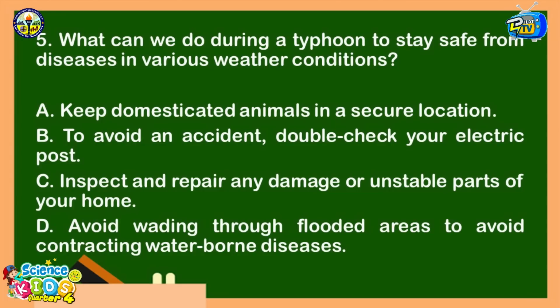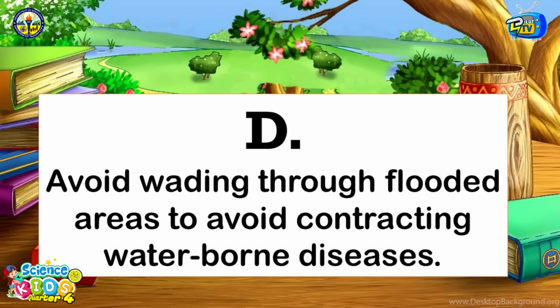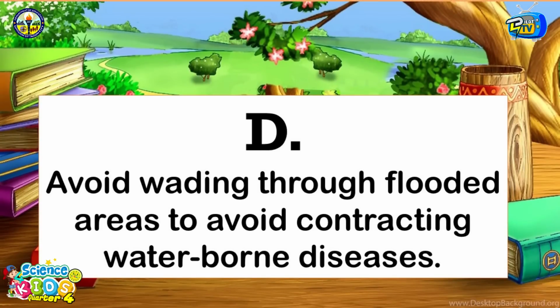Number 5. What can we do during a typhoon to stay safe from diseases in various weather conditions? A. Keep domesticated animals in a secure location. B. To avoid an accident, double-check your electric post. C. Inspect and repair any damaged or unstable parts of your home. D. Avoid wading through flooded areas to avoid contracting waterborne diseases. Time is up. What is your answer? Excellent. It's letter D. Avoid wading through flooded areas to avoid contracting waterborne diseases.